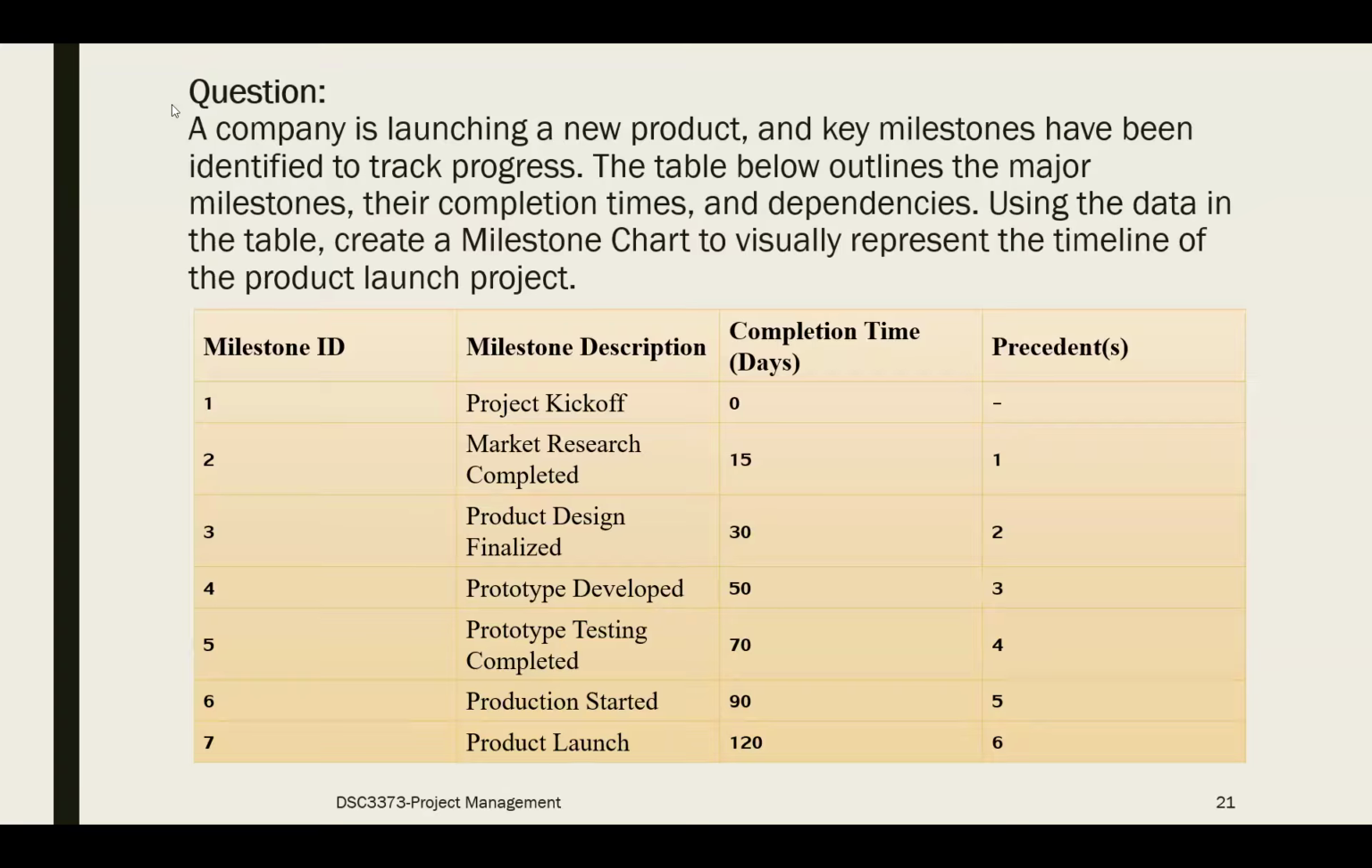Take about 10 minutes. I think it will not take that long. You can quickly create the timeline.